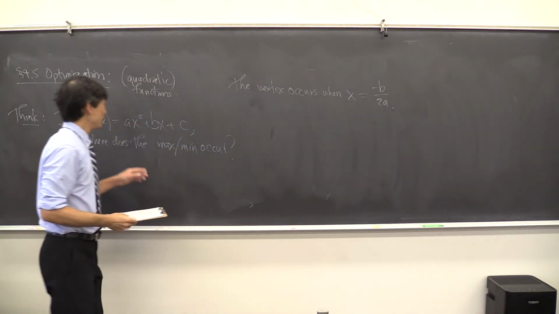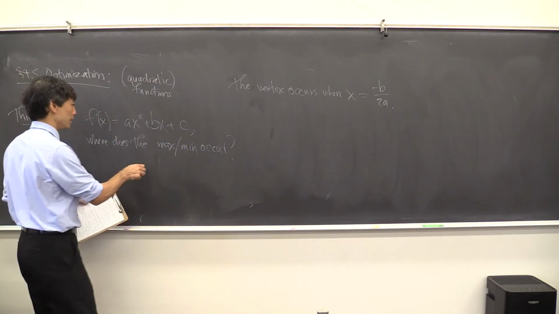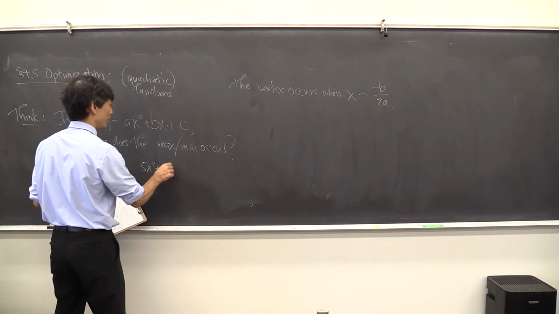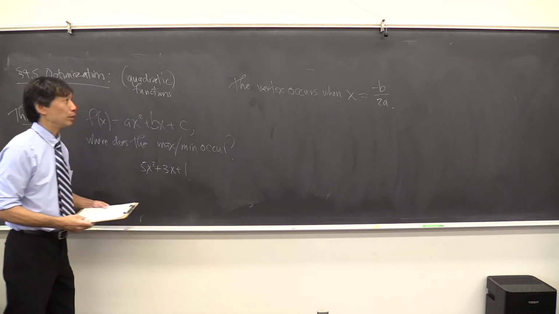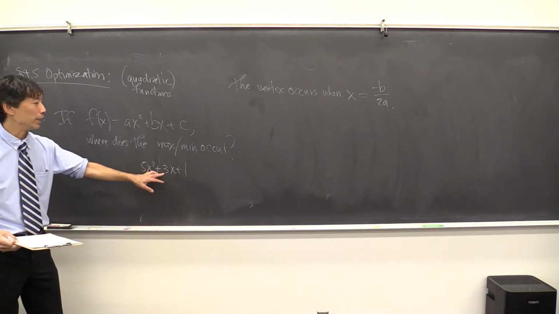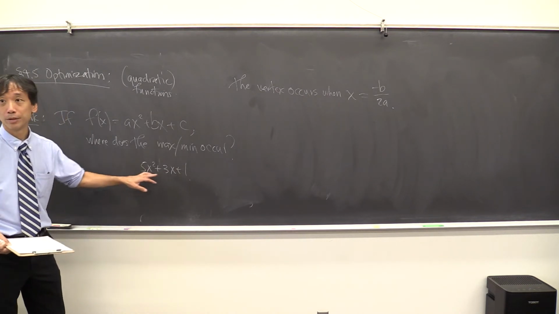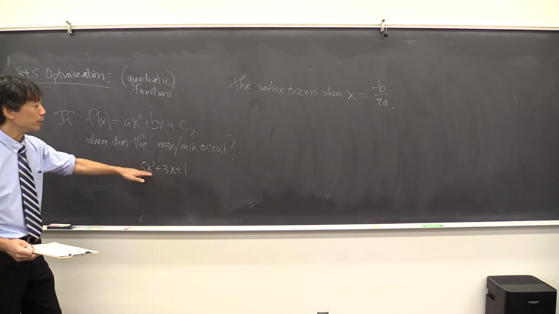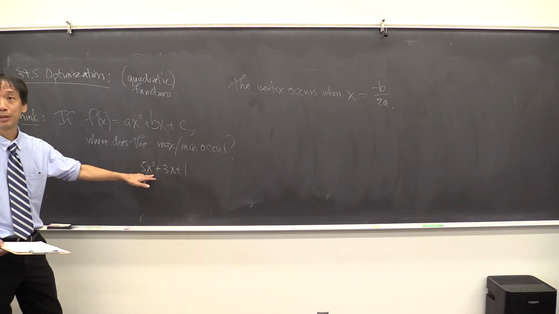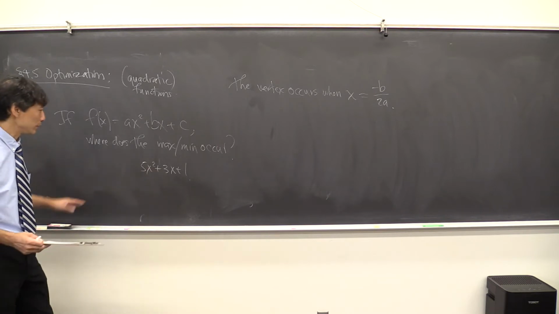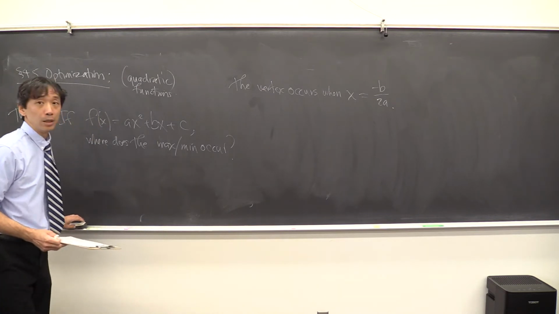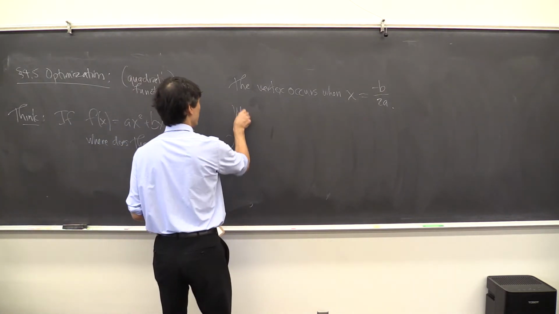Okay. So if you have some equation that looks like 5x squared plus 3x plus 1, you know that the vertex is going to occur at negative 3 over 10. And looking at it, you see that that's where the minimum is going to occur, since this is an upwards problem. Okay, why does it occur there?